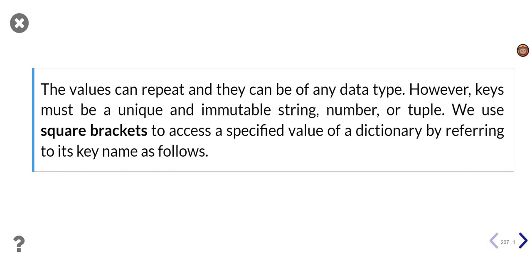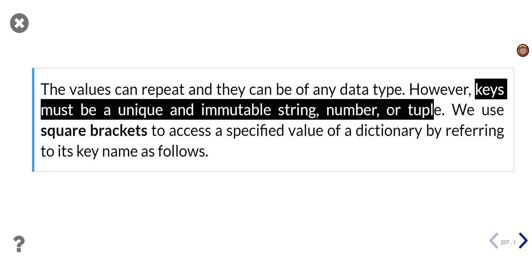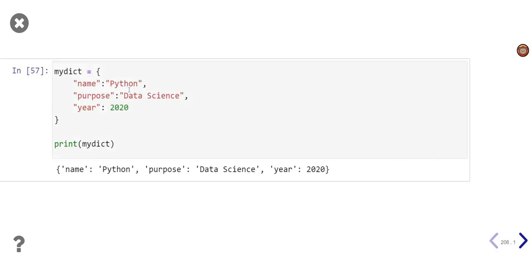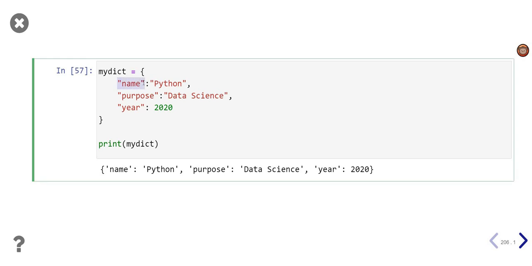Now, however, the keys must be unique and immutable: a string, number or tuple, because you're going to use the key to actually get the value. So a key cannot be duplicated or cannot be the same. So your key can be a string, number or a tuple. So previously, what is the type that we used? Yes, we are using a string.